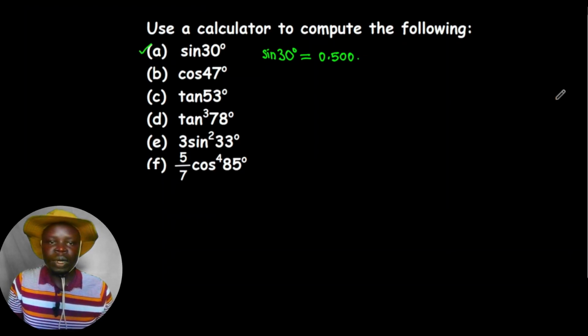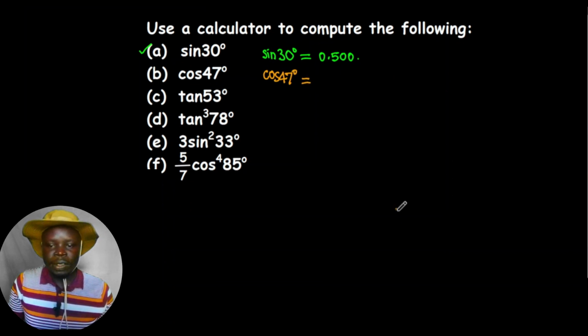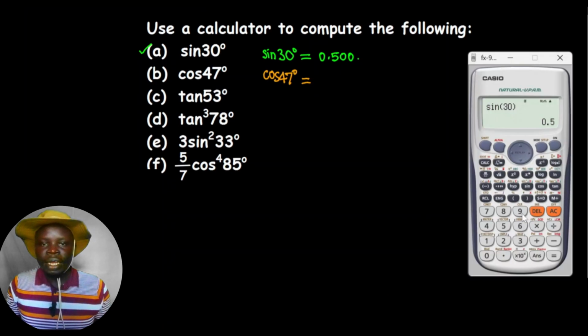Let's move on to the next one here, and that one is cosine of 47 degrees. What is the result for this? So go ahead and pause the video, press it from your calculator and tell us the answer. Okay, let's move together now and see. So I can clear off with this AC, to cancel everything.